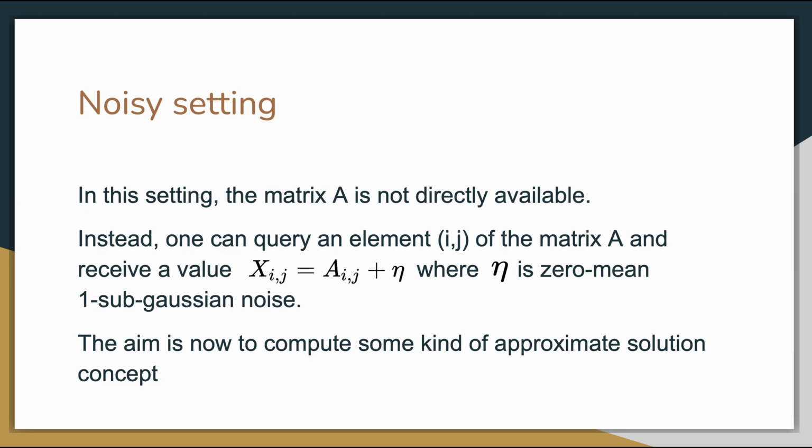Now, the setting that we'll be focusing on is a noisy setting where the matrix A is not directly available to us. Instead, we can query an element (i, j) of the matrix A and receive a value X_ij, where X_ij is the sum of the actual value A_ij plus some η, where η is zero-mean 1-sub-Gaussian noise. Our aim is to compute some kind of approximate solution by sampling as few elements as possible.